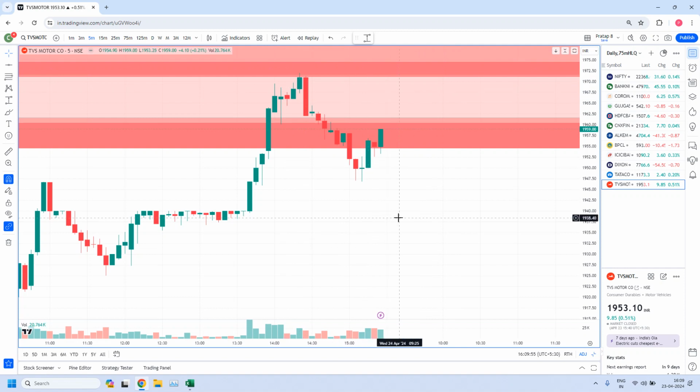Okay, whatever it is, TVS Motor, we didn't take any trade because according to our rules, this zone has to be violated. That's why we didn't plan any trade in TVS Motors. Except these two, none of the stocks' prices reached.